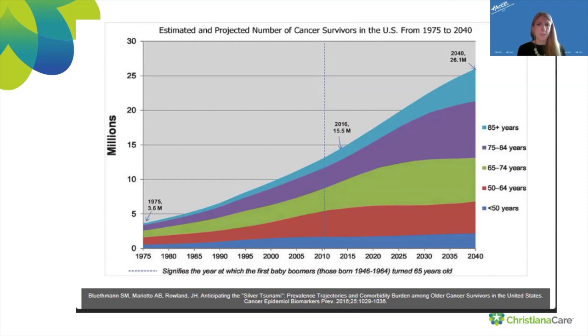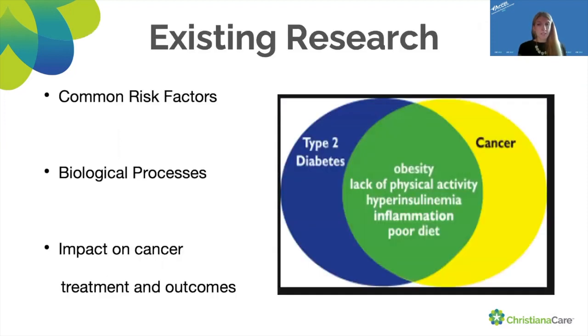Next slide, please. So I looked into the research and wanted to see what do we know about comorbid type 2 diabetes and breast cancer. And there's a lot of really great research out there. A lot of it is focusing on what are some of the common risk factors that we see between the two conditions, what are some of the underlying biological processes, as well as some research looking at the impact of having type 2 diabetes on cancer treatment and cancer outcomes. Next slide, please.